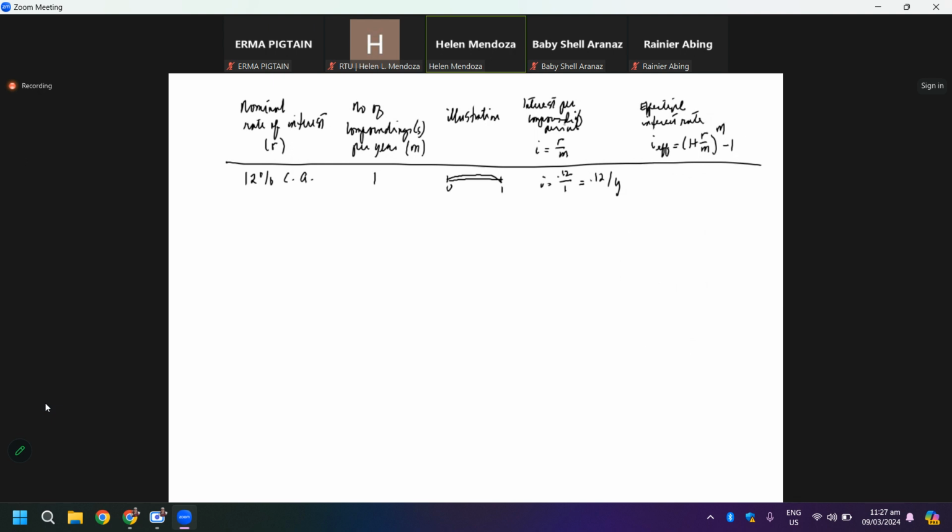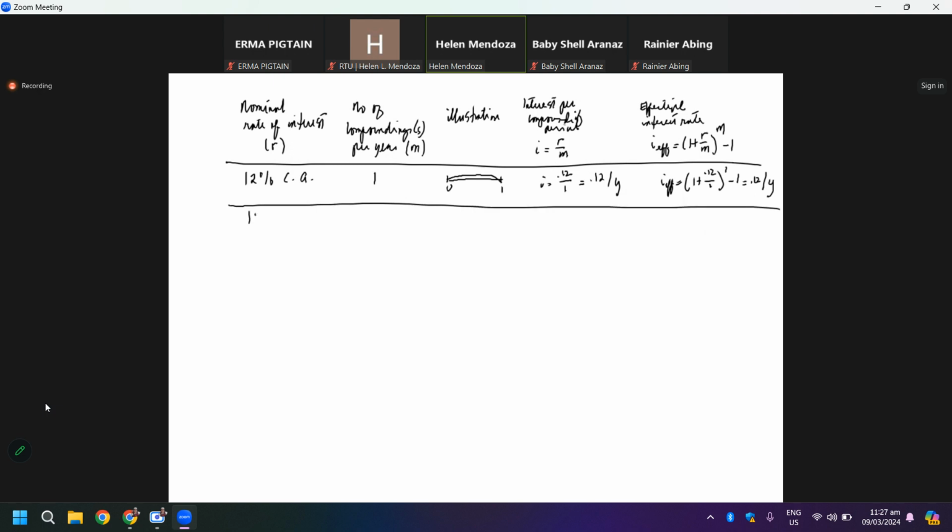So when we have the I effective here, this becomes 1 plus 0.12 divided by 1 raised to 1 minus 1. So this is simply 0.12 per year. Pareho lang po. So we add more.